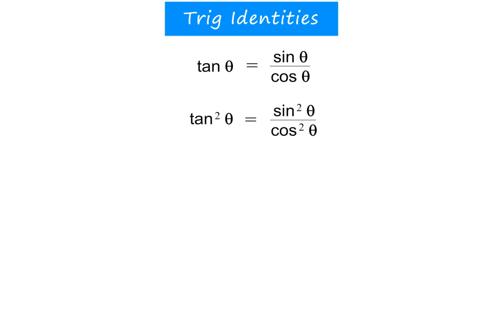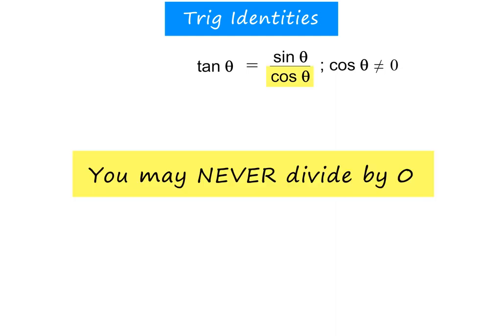Please note, if we square both sides of this identity, it will still be true for all values of theta. Also note, cos theta may not be equal to 0 in this identity. Do you know why? Because then you will be dividing by 0, and you may never divide by 0 in mathematics.